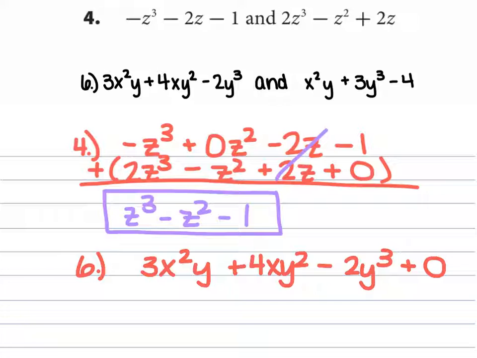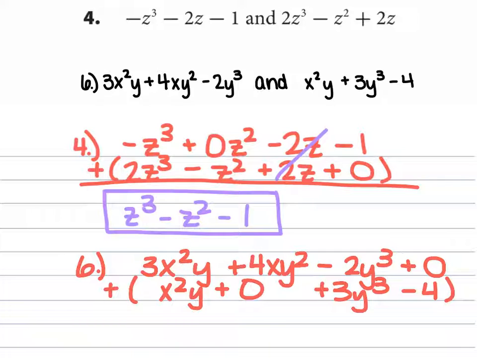We have x squared y, which is going to go under the 3x squared y. Then we have 3y cubed, which is going to go under the negative 2y cubed. And we have that minus 4, which is going to go underneath that 0. And then we don't have an xy squared, so it's just going to be 0xy squared underneath the 4xy squared.